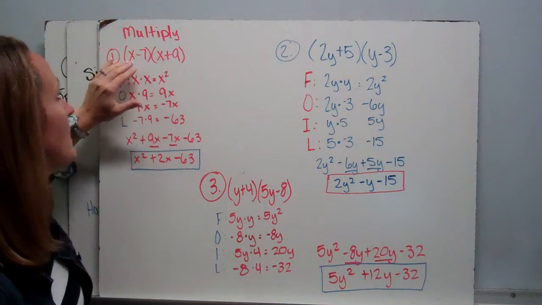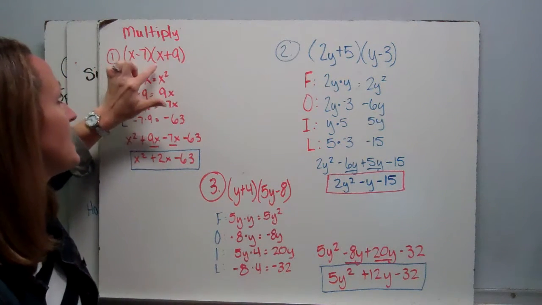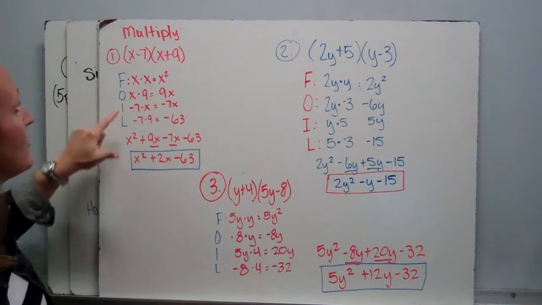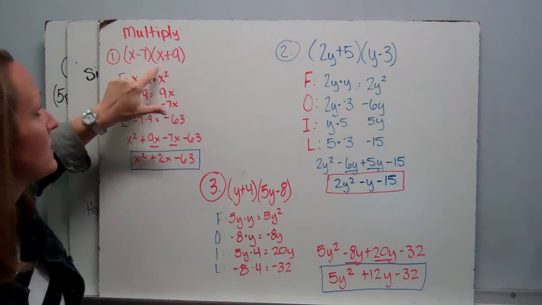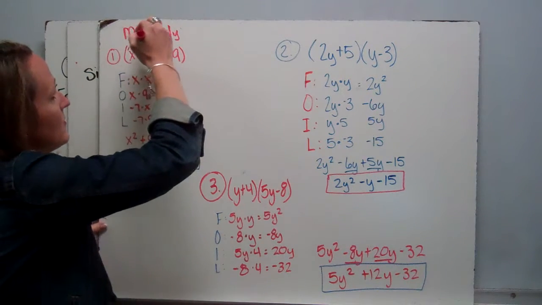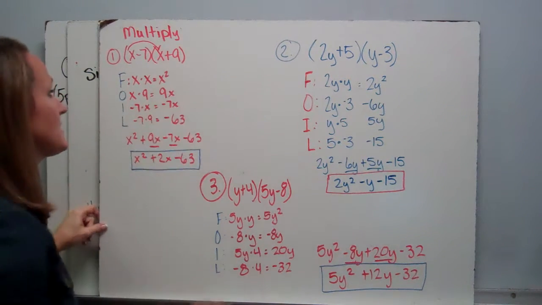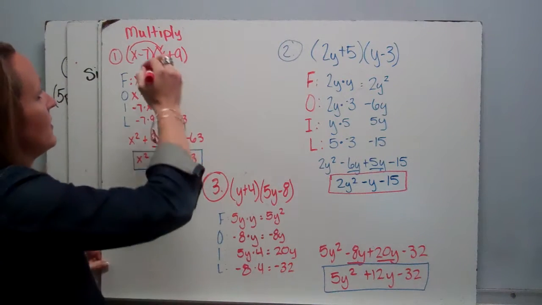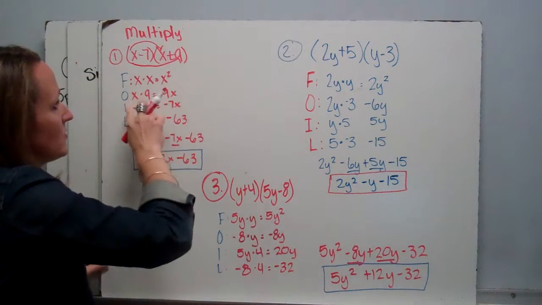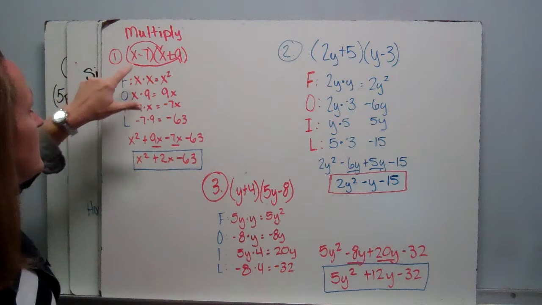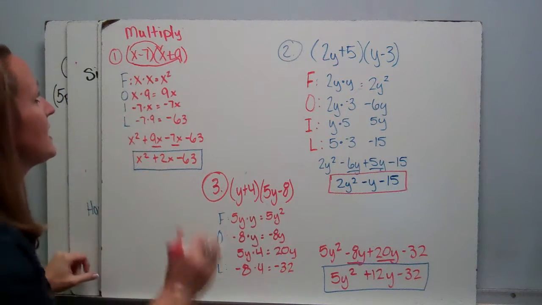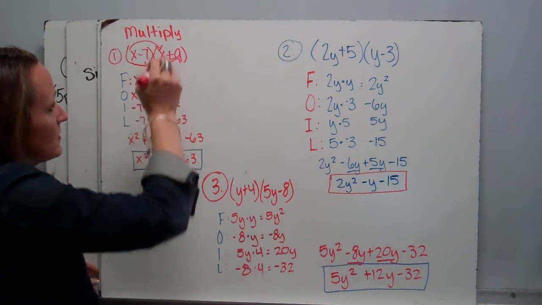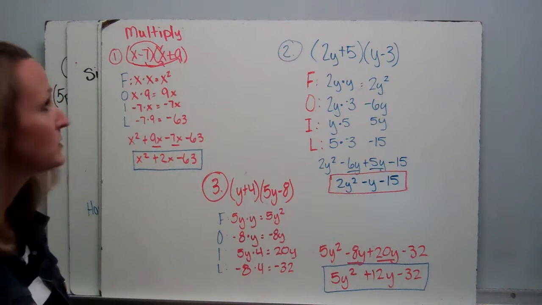Let's multiply x minus 7 times x plus 9. FOIL. X times x. Those are your first two things. X times x is x squared. Outer. X times 9, or 9x. Inner. Keep your minus with your 7. So negative 7 times x. So negative 7x, and then your last.